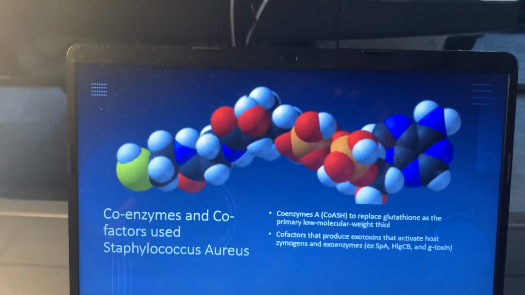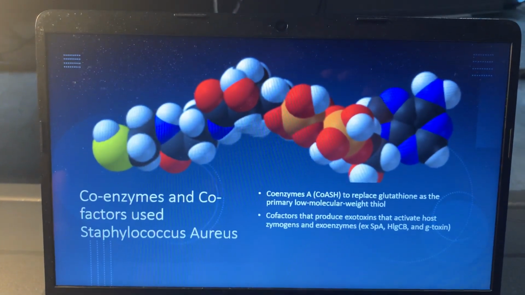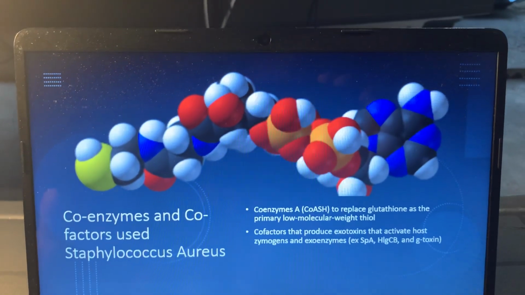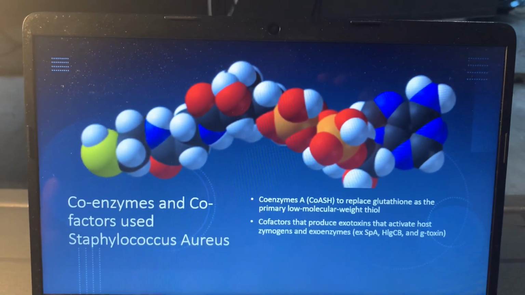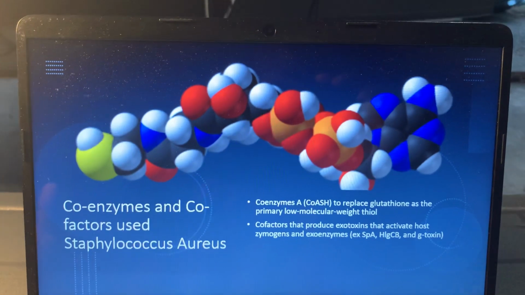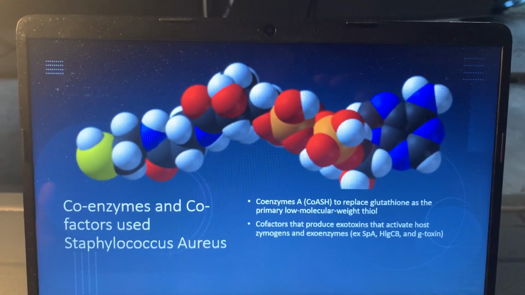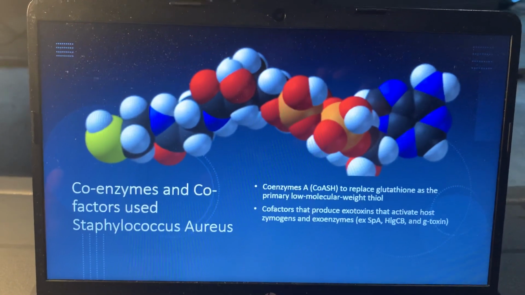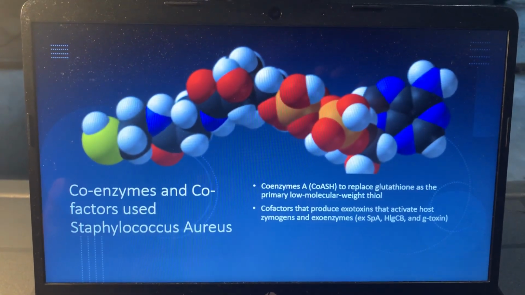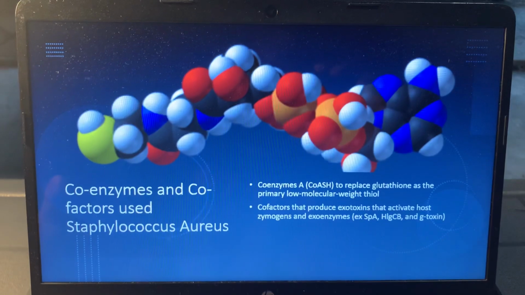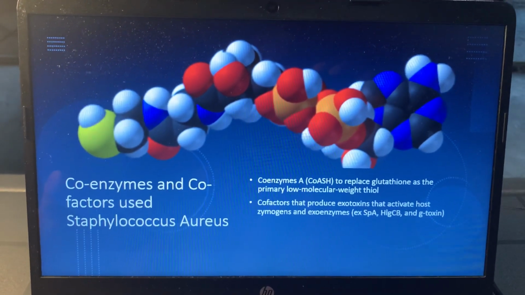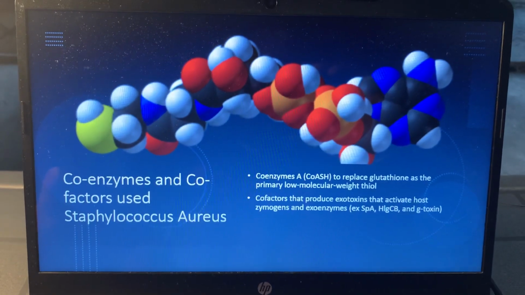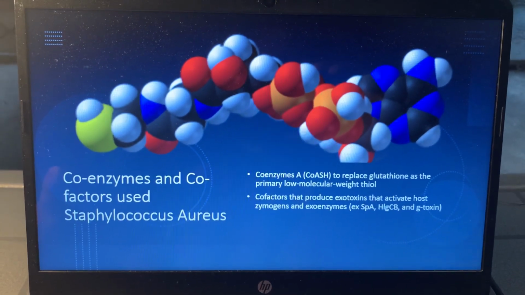We have coenzymes and cofactors that are used by Staphylococcus aureus. Coenzyme A, that's going to replace glutathione, I believe I pronounced it right, as the primary low molecular weight thiol. Cofactors that produce exotoxins that activate host zymogens and exoenzymes.